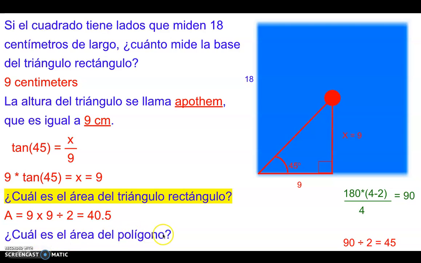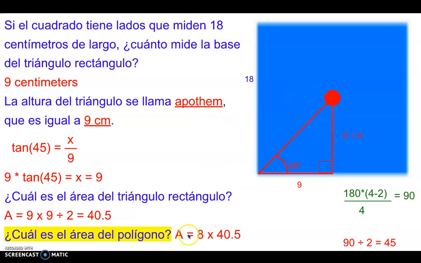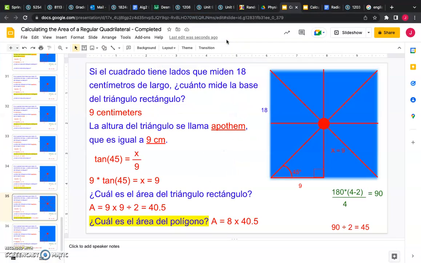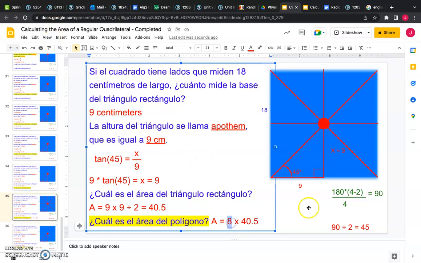And then last up, how do you find the area of this entire polygon? Multiplying by 8, and that's because we can get 8 of these triangles on here. And I'm actually going to pause this and show where we get 8 from. Okay, and so here's where the 8 is coming from. 1, 2, 3, 4, 5, 6, 7, 8. All right, let's count that again. 1, 2, 3, 4, 5, 6, 7, 8, ocho. And so that's why we're taking this number and multiplying times 8.